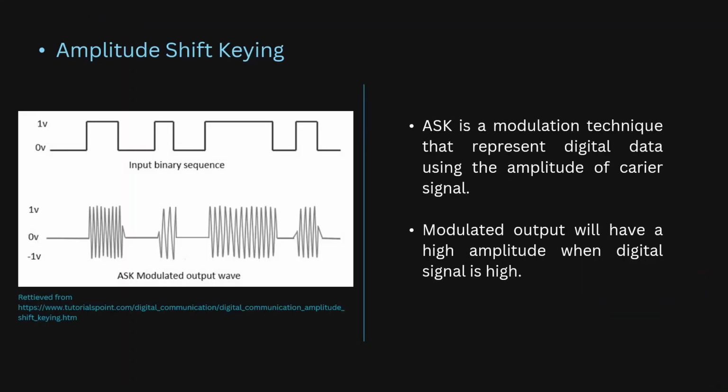First is amplitude shift keying. This is a modulation technique that represents digital data using the amplitude of the carrier signal. The modulated output will have a higher amplitude when the digital signal is high.